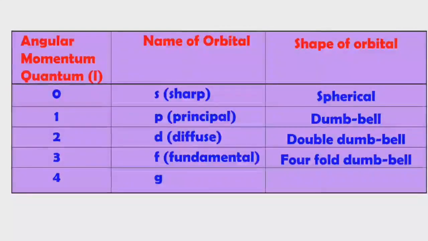L equal to 3 indicates f orbital. F for fundamental. It is 4-fold dumbbell in shape. If L equal to 4, that indicates g orbitals.